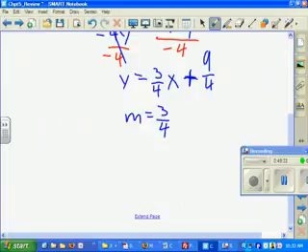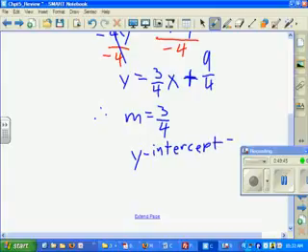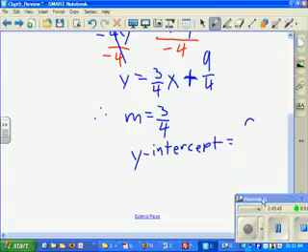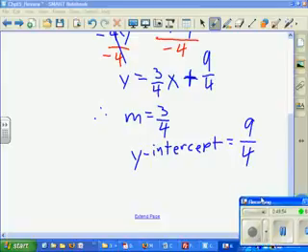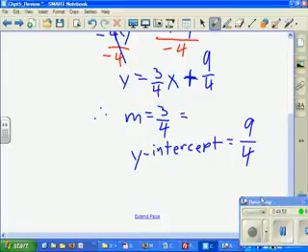Can I do the 3 dots? The y-intercept is 9 over 4. Can you make it a decimal? If it's an even number, can you make it a decimal? What's 9 divided by 4? 1.25? 2.25?